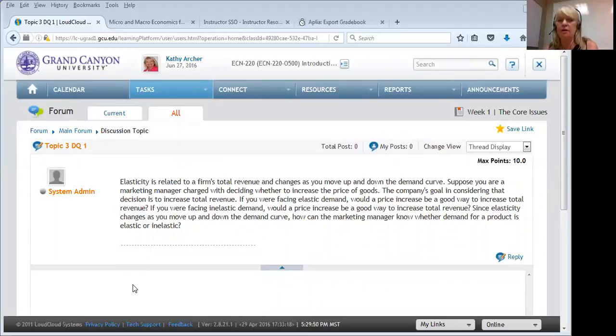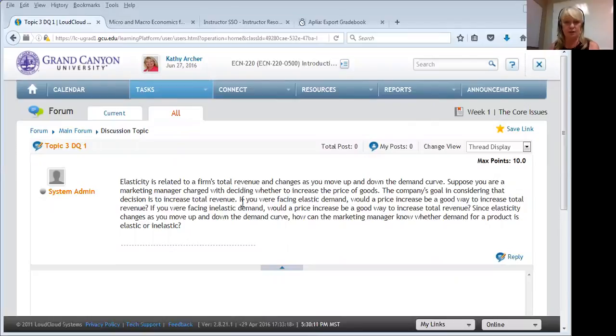Today we're looking at Module 3 DQ1. This one has to do with elasticity. Elasticity is always kind of a difficult topic for students. It takes a little while to wrap your head around it, but bear with me. I think we can make this a lot easier. So let's look first at the DQ.